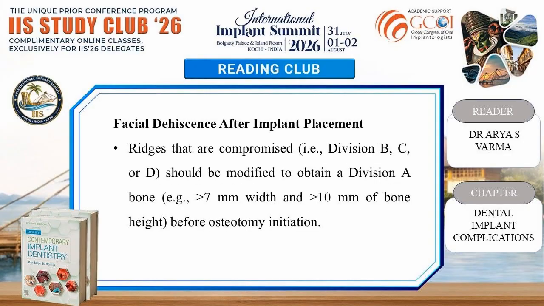Facial dehiscence after implant placement. Ridges that are compromised, that is division B, C or D, should be modified to obtain a division A bone, for example greater than 7 mm width and greater than 10 mm of bone height before osteotomy initiation.